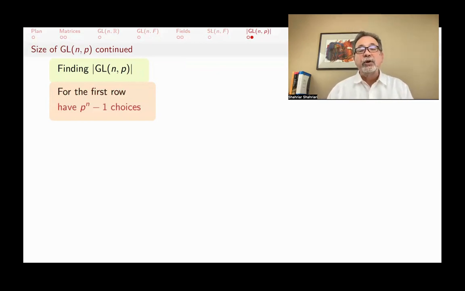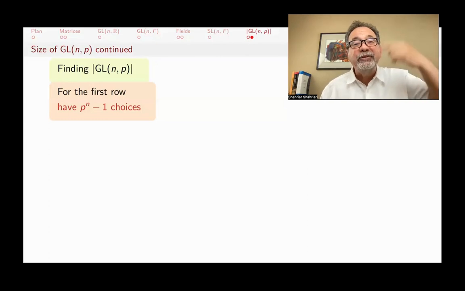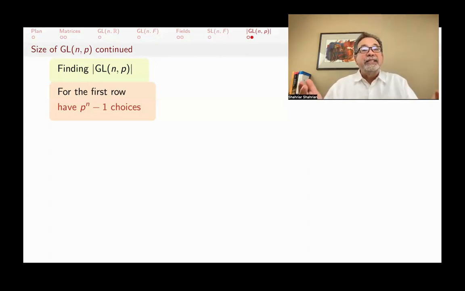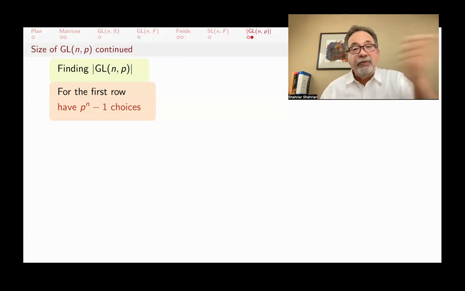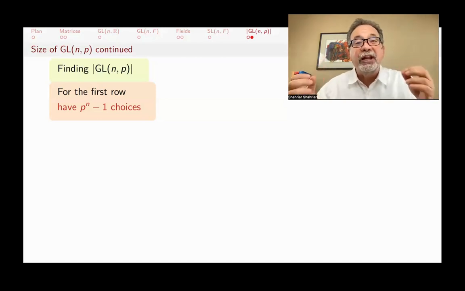Now, what about the second row? Well, again, I have p to the n choices, but I can't pick all of them because some of them are a linear combination of the row that I just wrote. How many of those are there? Well, the row I just wrote is just one row. So how many times can you multiply that by a scalar? Well, there's p scalars, 0, 1, 2, through p minus 1. Every one of them that you multiply by that row gives you one of those rows that I'm not allowed to have. So there's p rows that I'm not allowed to have.